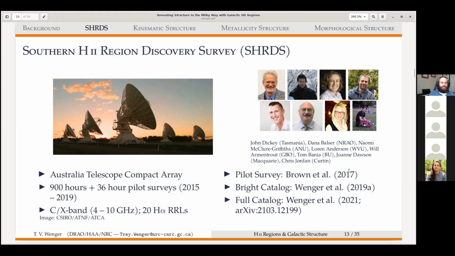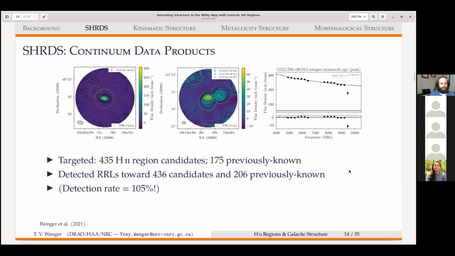The results of this survey were published in 3 papers. The most recent one was the full catalog, which was just accepted and is on the arXiv as of a couple weeks ago. So now I can finally show you the results of those and say that they're the final results.